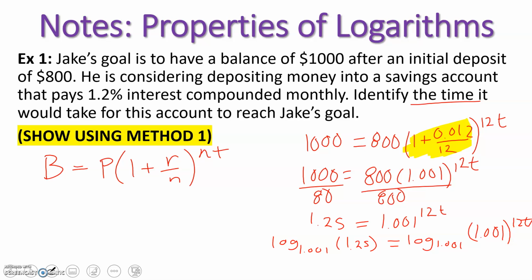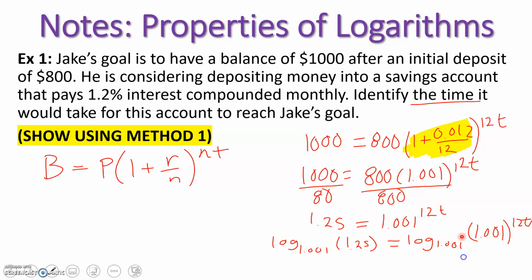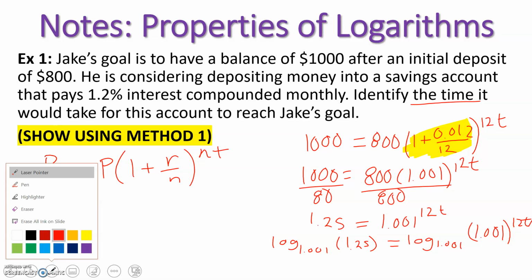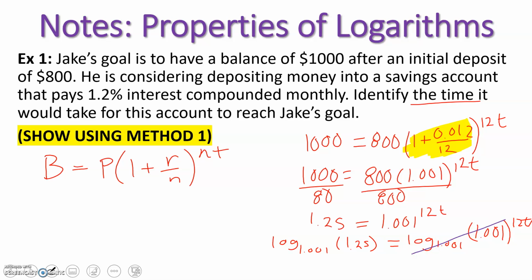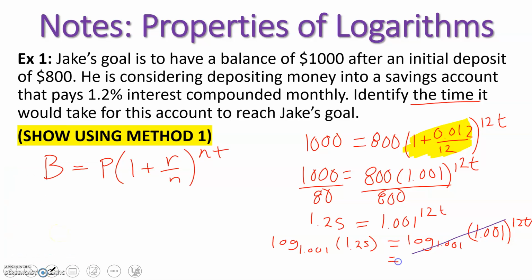Now note what happens here. On the right-hand side, we have this log base 1.001 of a base power, 1.001 to the 12t. Because these have the same base, mathematically speaking, they are opposites, so they cancel each other. Now, when that happens, we are left with just 12t on the right-hand side. So I have 12t is equal to the log base 1.001 of 1.25.